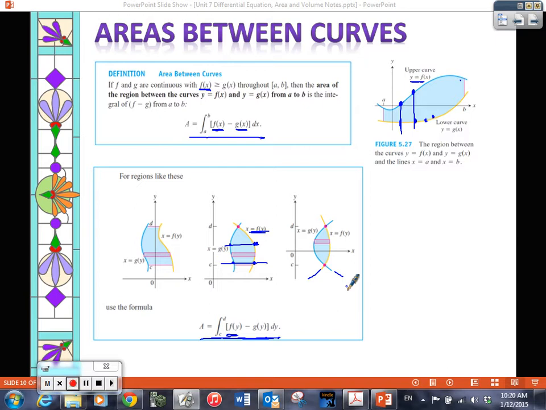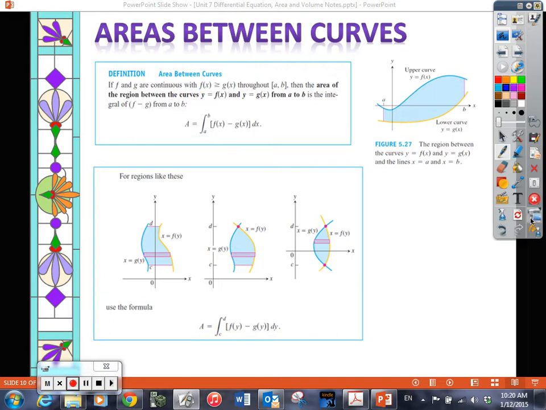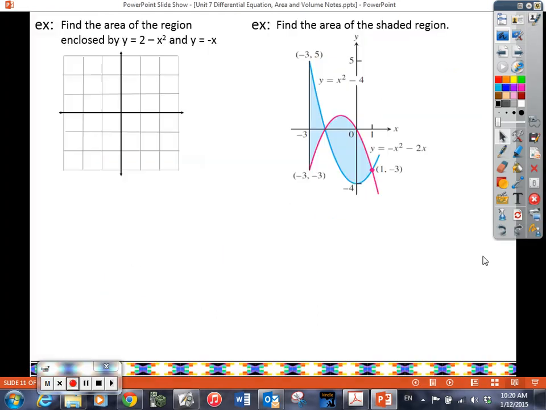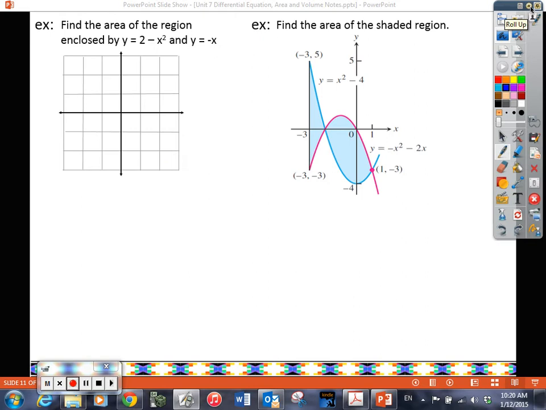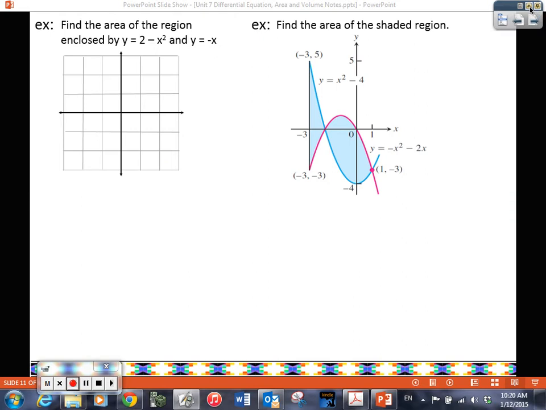Okay, let's look at the two problems. Alright, on the first problem, it's not graphed for us, so we need to graph it. Usually the ones that you're going to be graphing, if you don't have a calculator, are ones you can easily graph. They're not going to be really crazy ones.